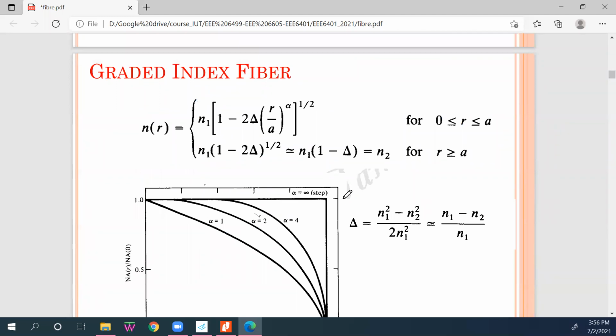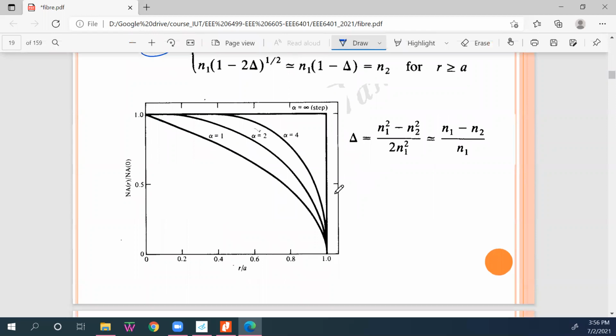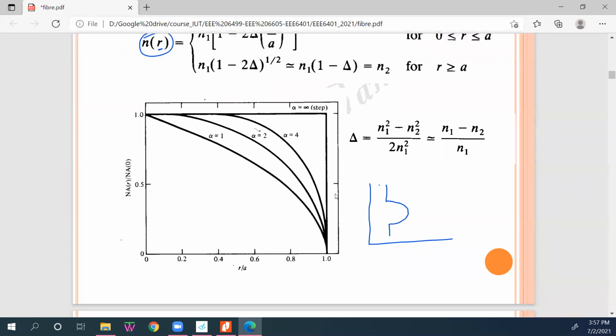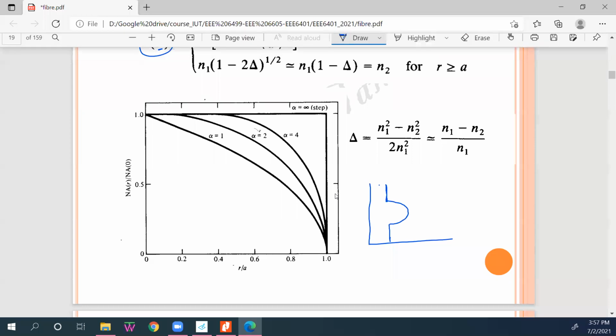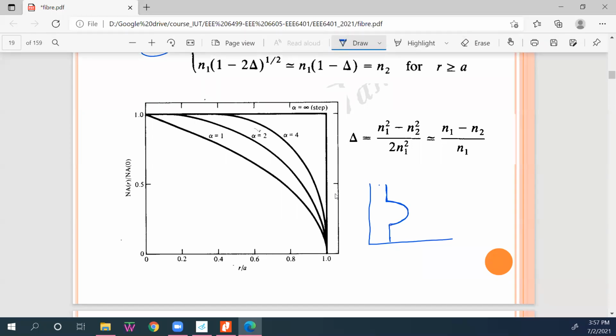But for a gradient index fiber, how does the refractive index change? N(r) is the refractive index, which is a function of r. What is r? Let me draw the gradient index fiber. This is the index profile of the gradient index. This part is the core, and this part is the cladding.